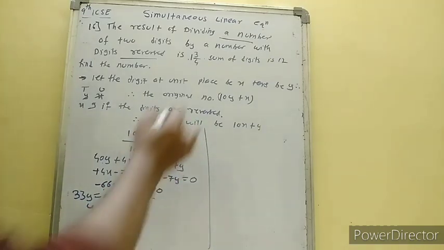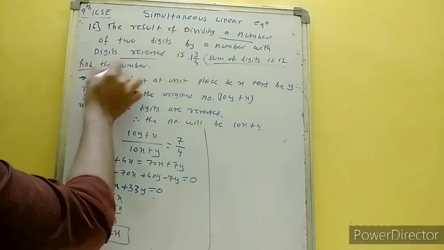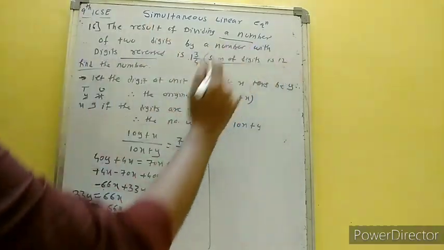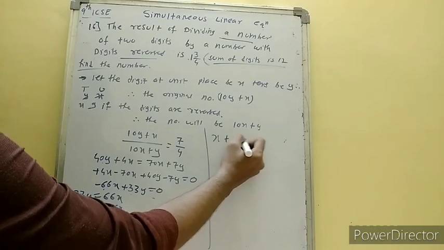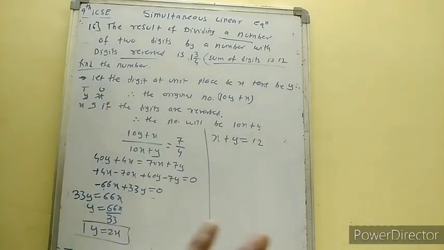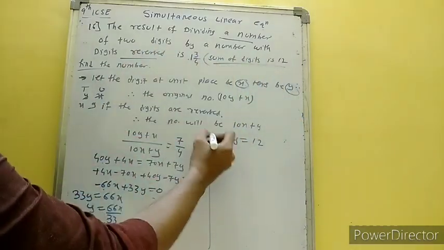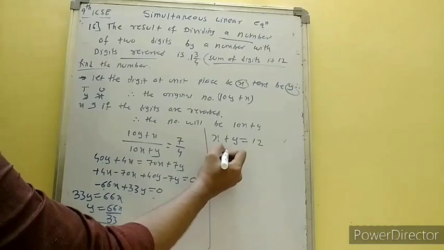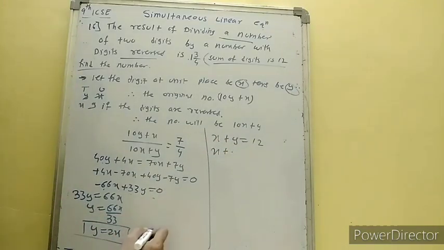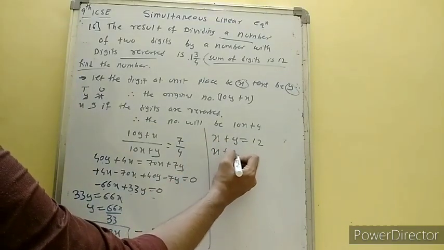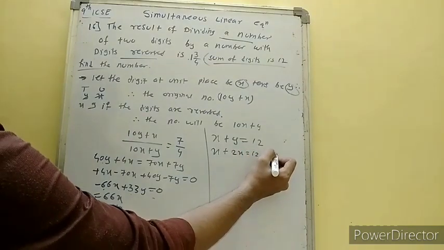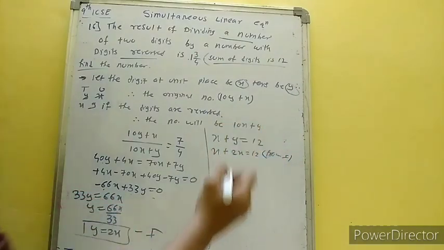One more condition they have given. Sum of the digits is 12. Therefore x plus y. Only digits, nothing to do with the numbers. Digit x and digit y. So what is the value of x as it is? What is the value of y? Value of y is equal to 2x from 1.